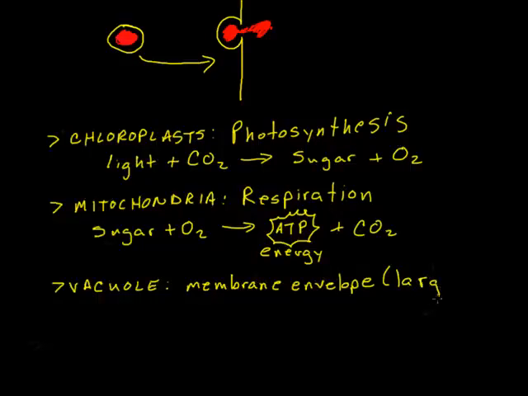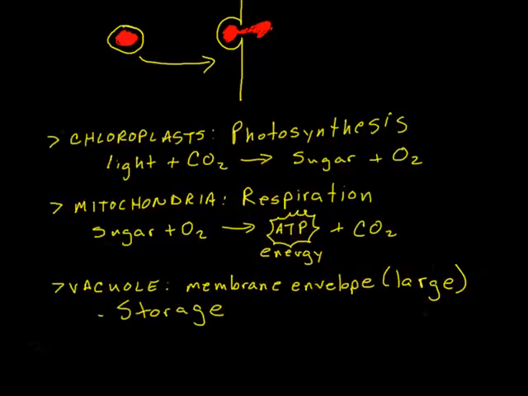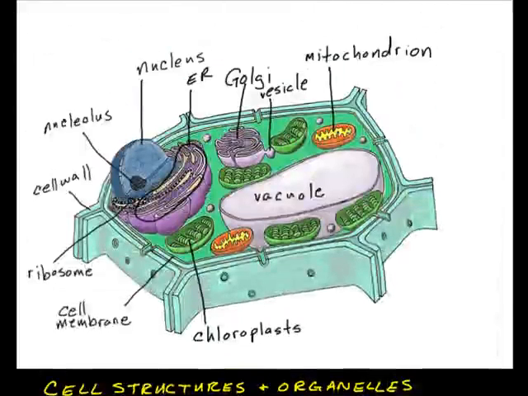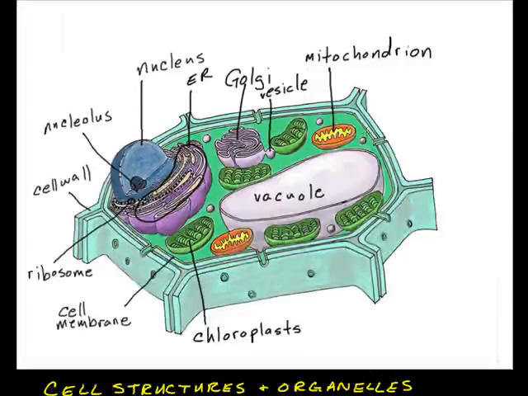Unlike a vesicle, though, it is quite large, and it's basically used for storage in the cell, sort of like the warehouse of the cell. Throughout the cell, we also have a number of small organelles that we refer to as microbodies.